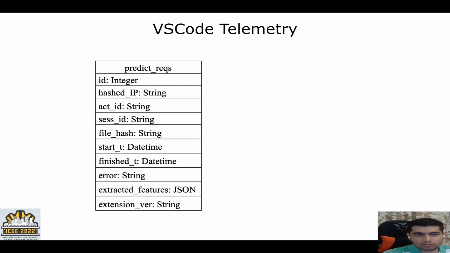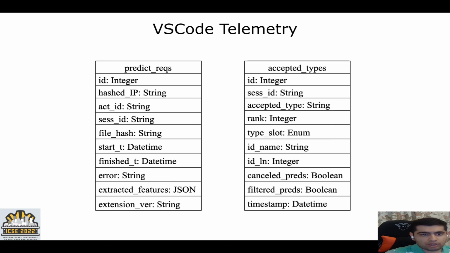Based on user consent, we gather telemetry data from the VS Code environment, and we have a prediction request table, as shown here, that stores data like activation ID from VS Code, session ID, and processing time. We also have another table for accepted types, which stores the accepted type, its rank, and the type slot, for example, parameter, variable, or return value, and also whether the prediction window is canceled or not. I would like to point out that we do respect users' privacy by asking explicitly whether they want to share their usage with us or not.